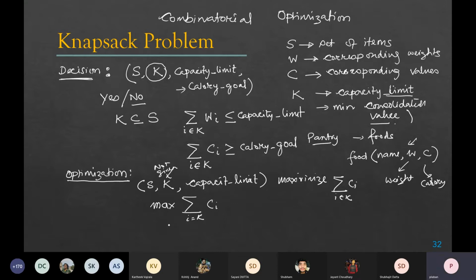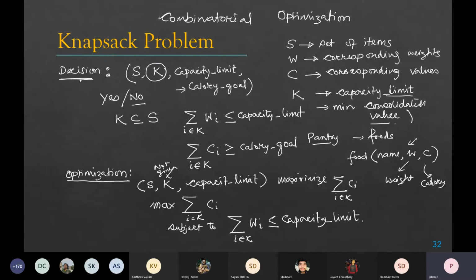CI subject to I belongs to K, Wi should be less than or equal to your capacity limit. So this is more or less the formalization of the two types of problem.